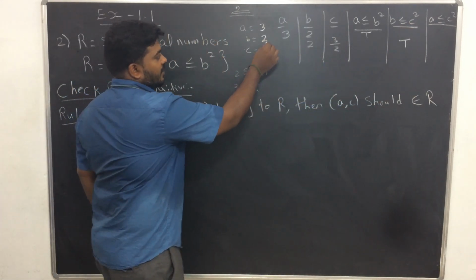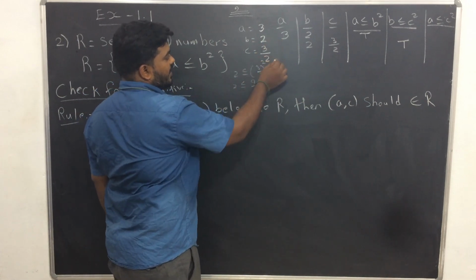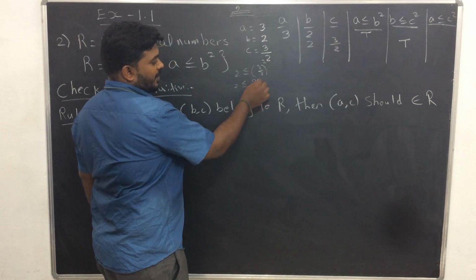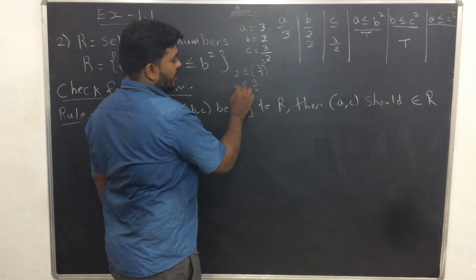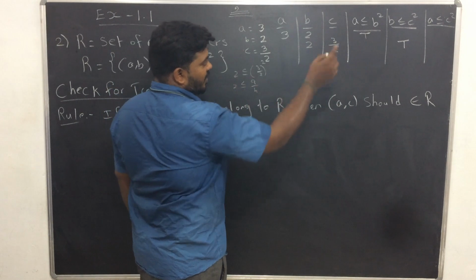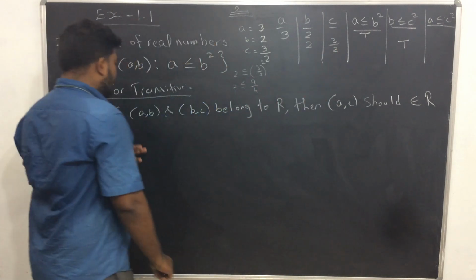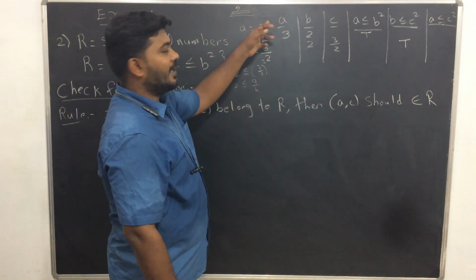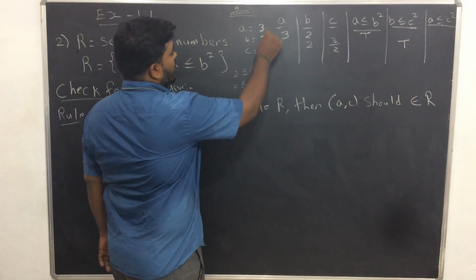You understood this, right? So for B and C, 2 should be less than or equal to 3 by 2 the whole square. 3 by 2 the whole square is nothing but 9 by 4. 9 by 4 is nothing but 2.25. 2 is less than 2.25. So even that relation is true. So now we know that A comma B and B comma C are there in the relation. Let's go check A comma C, the final check.